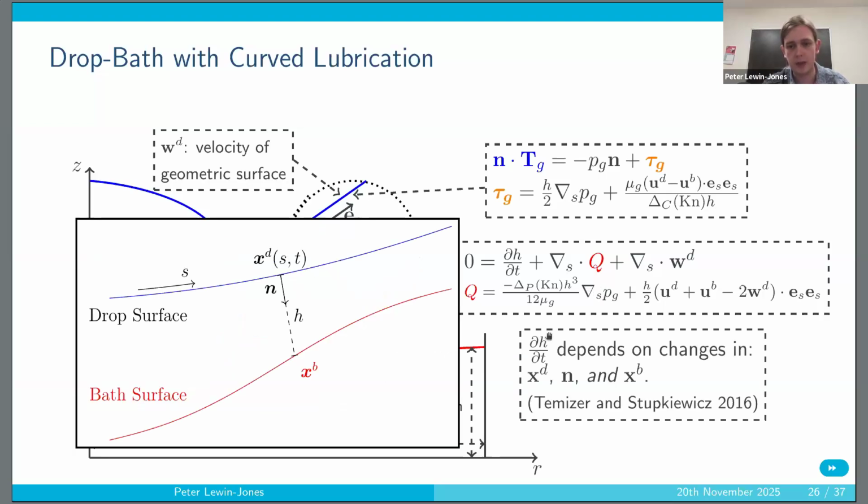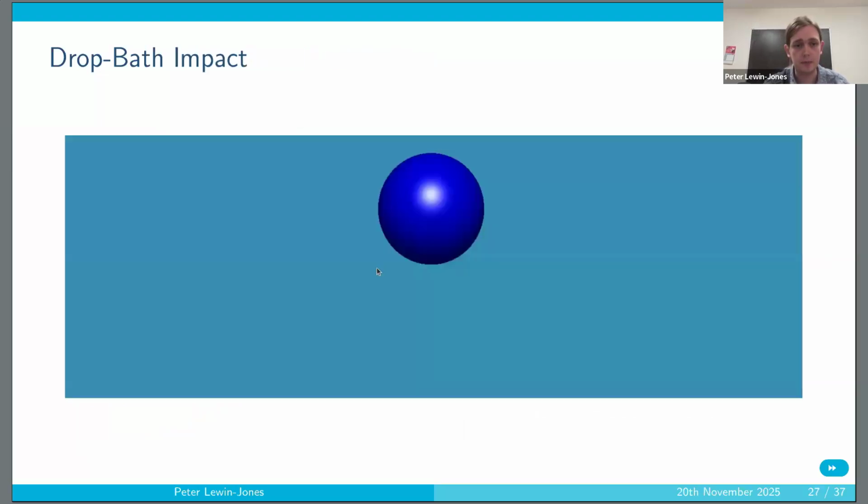The thing that's particularly difficult to calculate is the time derivative dH/dt. If you think about it, here's my height, and there are several different ways that my height can change in time. It can change because the position of the drop surface moves. It can change because the normal moves. So even if xd in my position here stays constant, if my drop surface is rotating around it, then my normal could swing and change the height, or my bath surface could also be moving. So that's one bit: you work out correctly how to calculate this in terms of the time derivative of all of these quantities. But once I've done that, I can then have a correct description of this curved gas film.